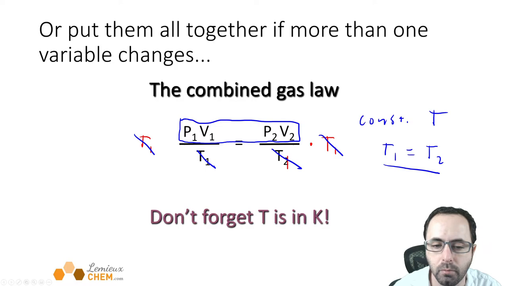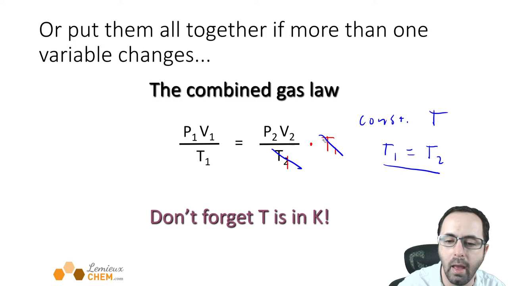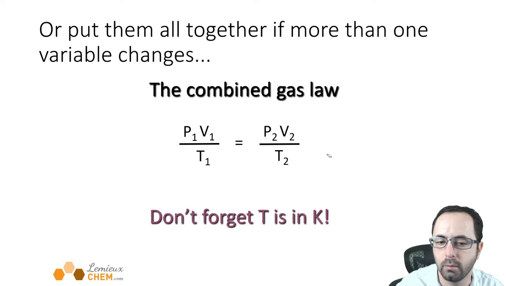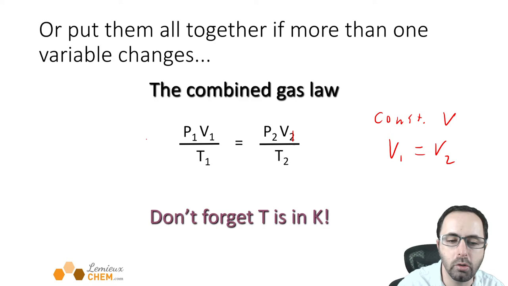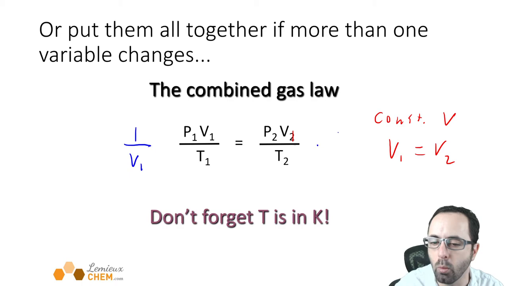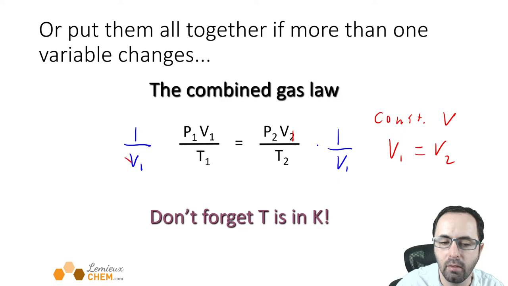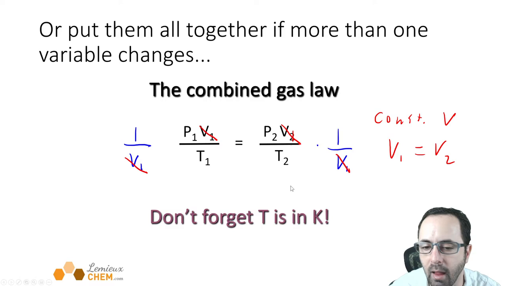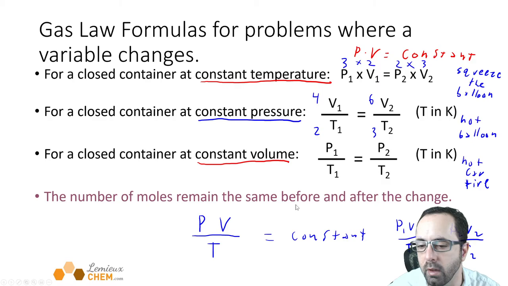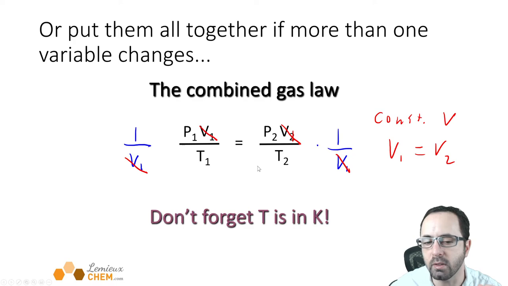Let's say instead I have constant volume. If I have constant volume, that means that V1 is the same as V2. It means the volume didn't change. So I could then call this the same as V1. Now, if I multiply both sides times 1 divided by V1, then my V1s cancel. And this is also V1 since they're the same. And I get P1 over T1 equals P2 over T2. Well, if I go back to the last slide, it says if we have constant volume, P1 over T1 equals P2 over T2.